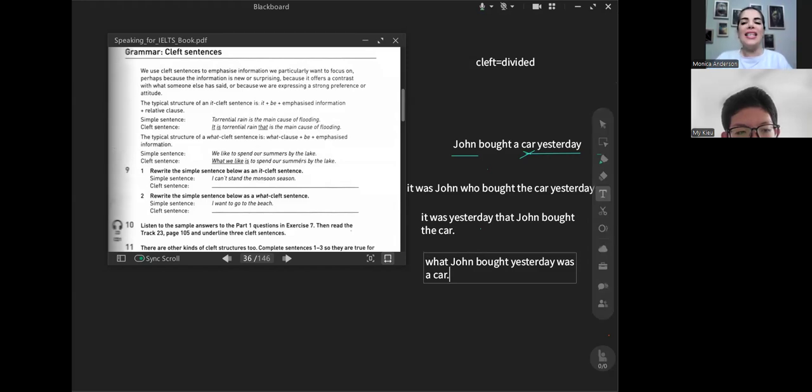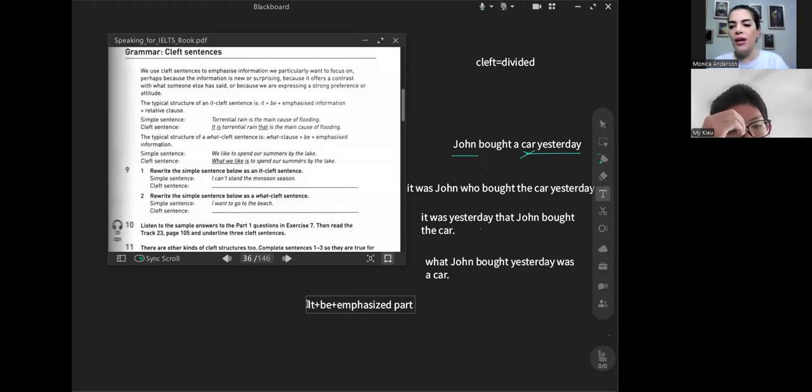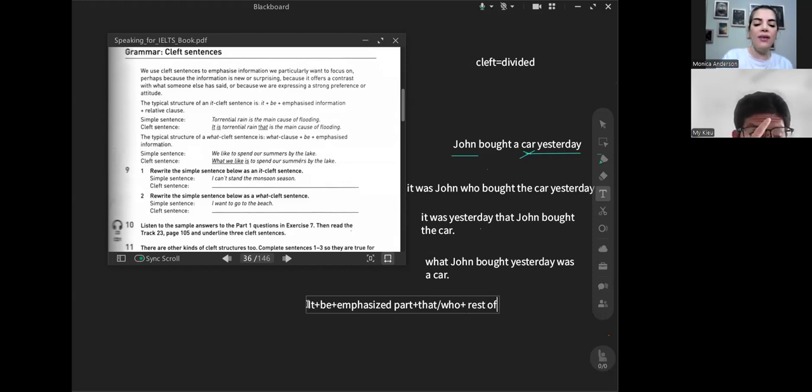The structure is really easy. Type 1. The most common cleft sentence is this one: add it and be. So be can be present or past, like it is, it was. And then I have the emphasized part, whatever, the car, or for example, it was me. And then we have that or who, and of course, the rest of the sentence. This is the most common.